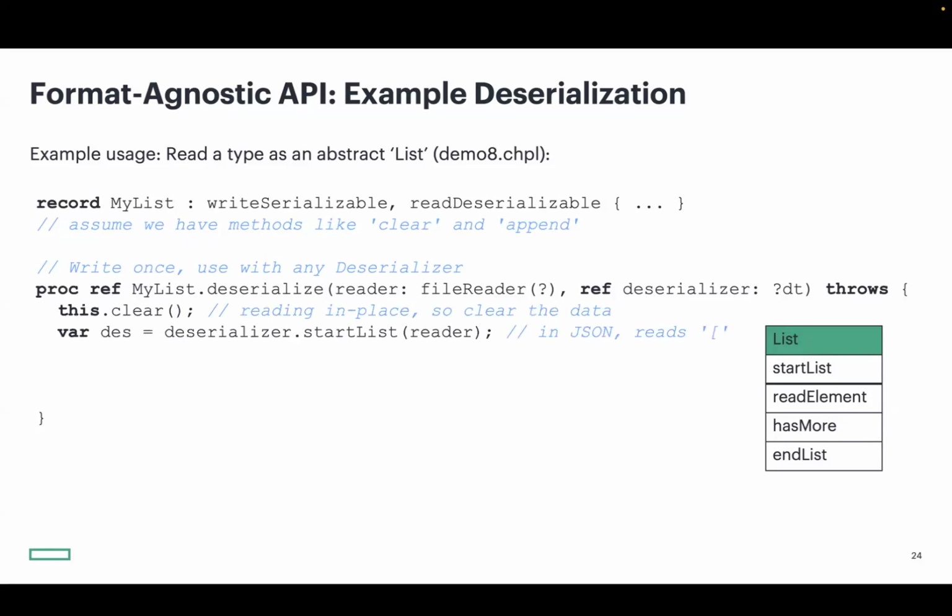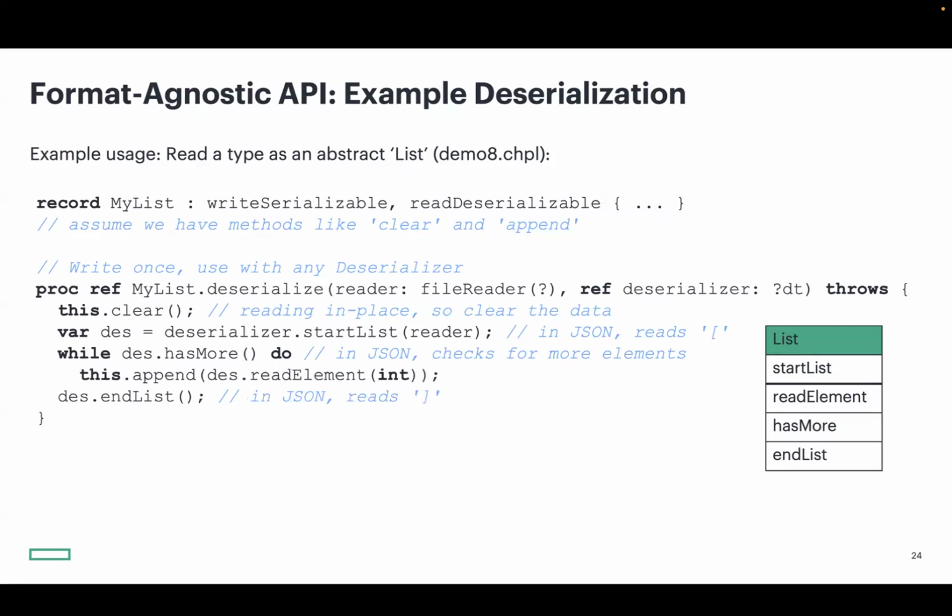We invoke startList on that deserializer, pass in the reader, and in JSON, this will read the opening square bracket and returns a helper object, des. So we invoke the hasMore method on des, which in JSON will check for more elements. And while that is the case, we will read those elements in by int, and we will append those newly read elements to our list. And finally, we call endList on that helper object, which in JSON will read the closing square bracket.